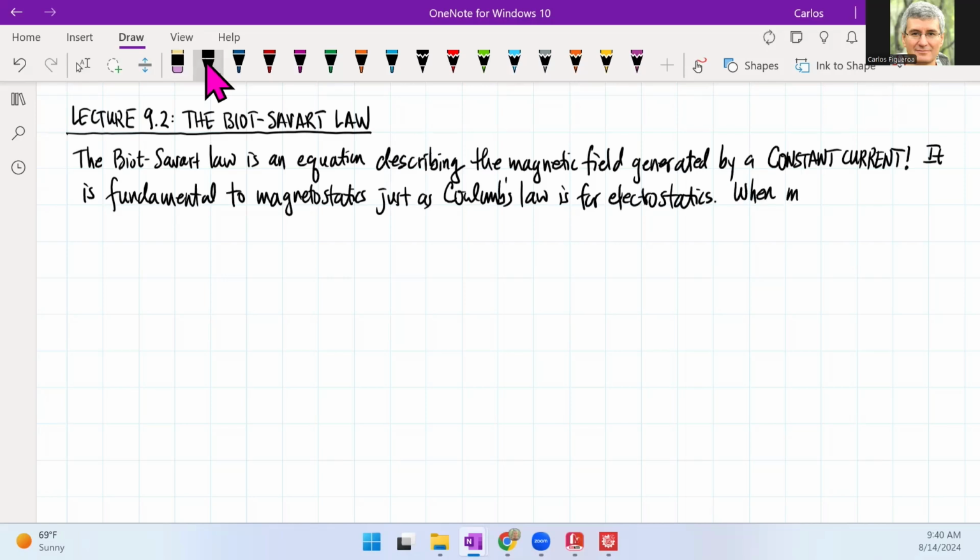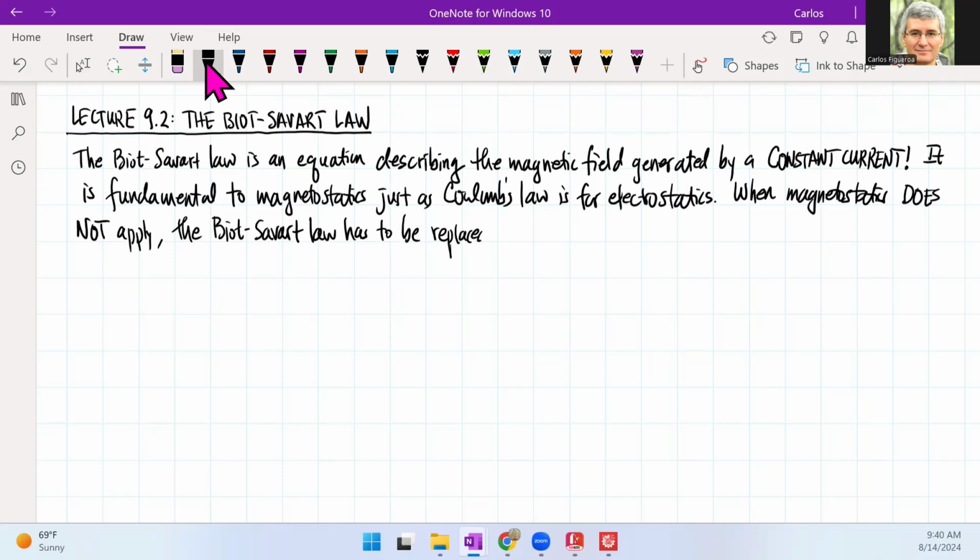When magnetostatics does not apply, the Biot Savart law has to be replaced by a more challenging equation. Now what you find is that you get a coupling between the electric and magnetic fields.